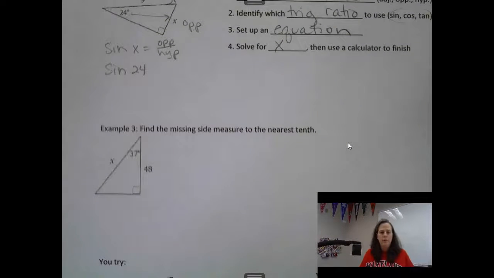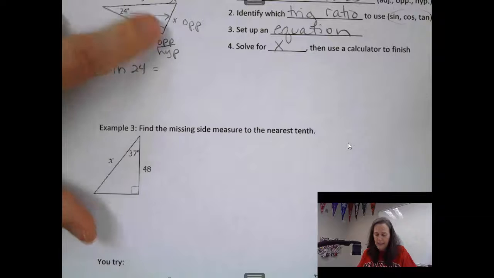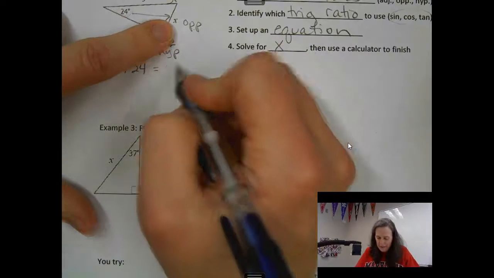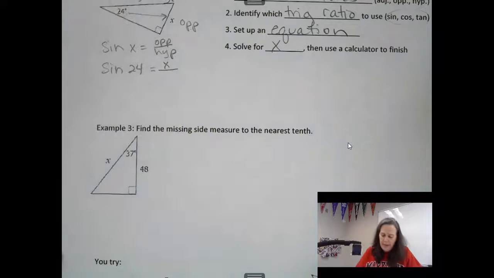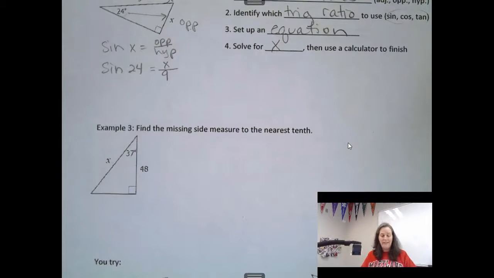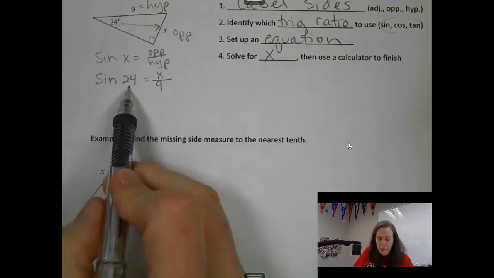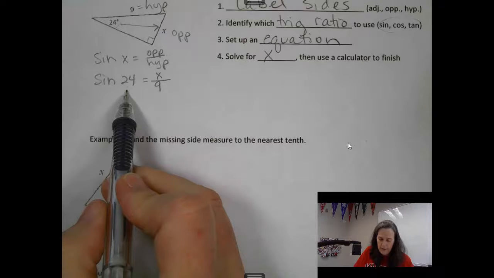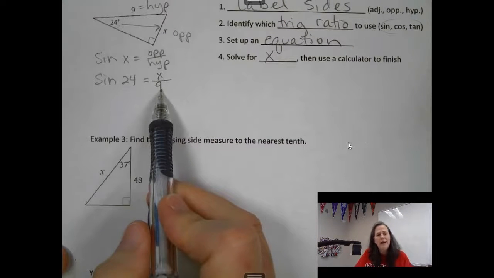Sine of 24, we put that in there, equals, now we need the opposite side. That's the x value that we don't really know. That's what we're solving for. Over hypotenuse is 9. Okay, so you see where the pieces go. Opposite, hypotenuse, and the angle measure goes into this spot. Now I want to solve for x, and he's divided by 9.